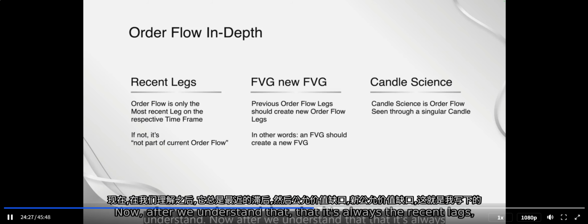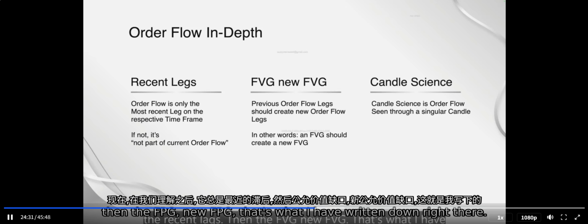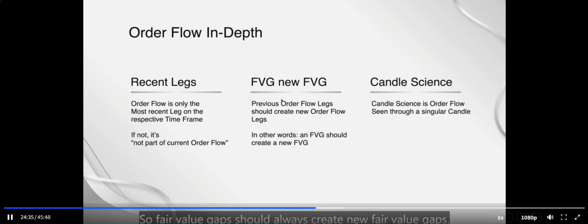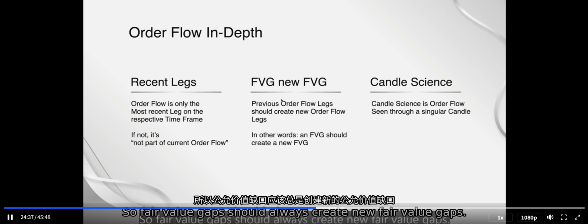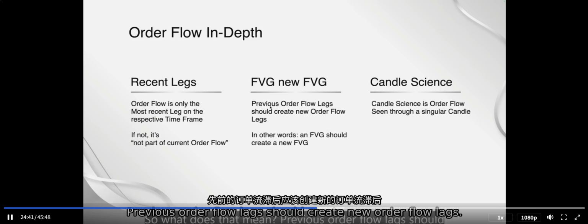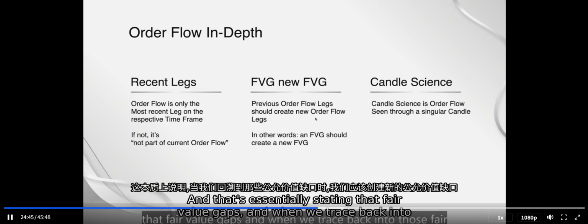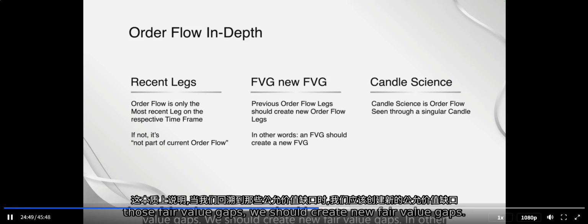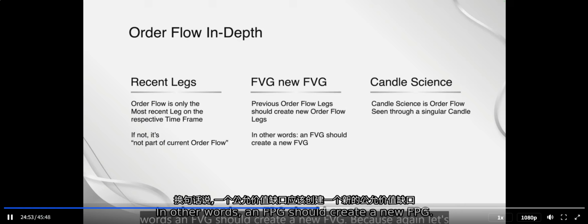Now, after we understand that, it's always the recent legs, then the FVG, new FVG, that's what I have written down right there. That might be a little bit vague. So fair value gaps should always create new fair value gaps. So what does that mean? Previous order flow legs should create new order flow legs. And that's essentially stating that when we trace back into those fair value gaps, we should create new fair value gaps. In other words, an FVG should create a new FVG.